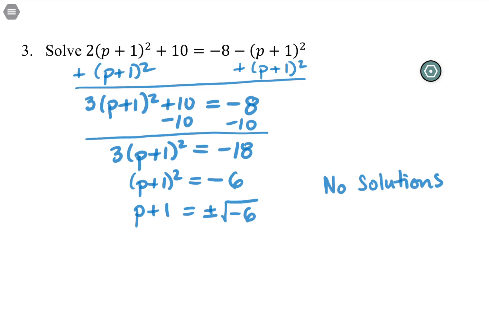So just a reminder that aside from getting extraneous solutions for rational and radical equations, you can also just not be able to get a solution for any type of equation.